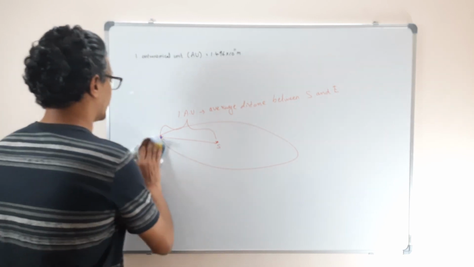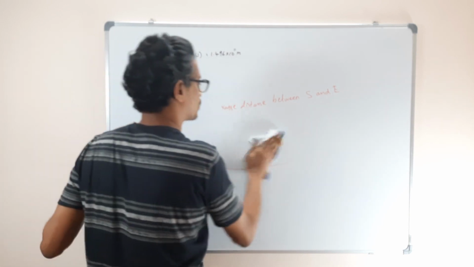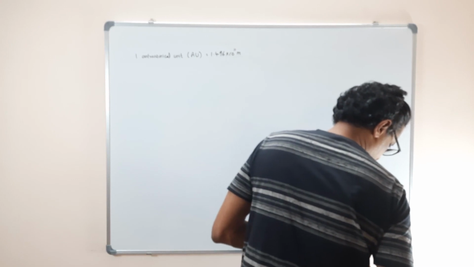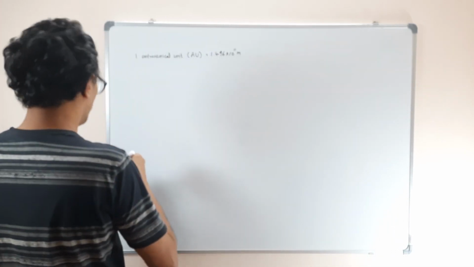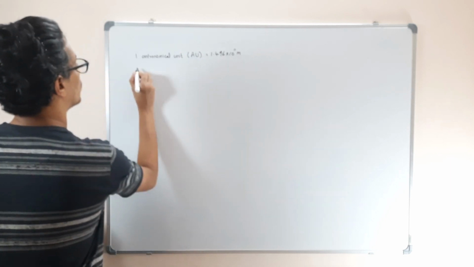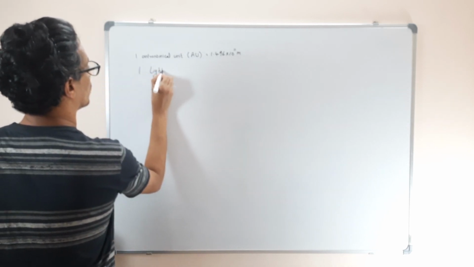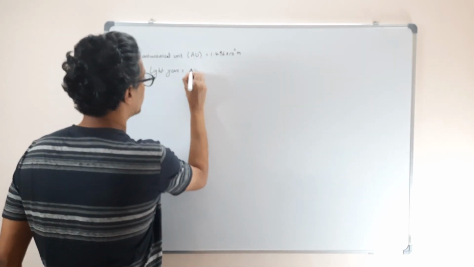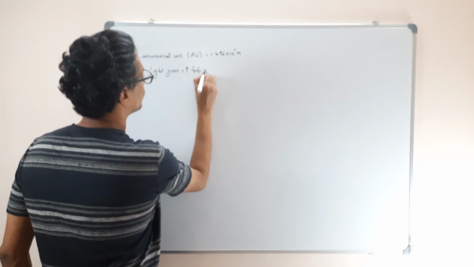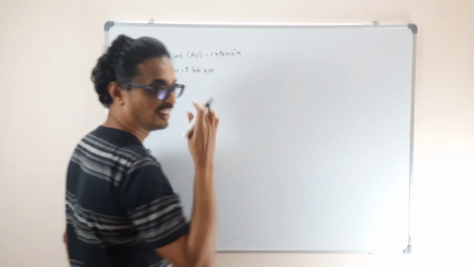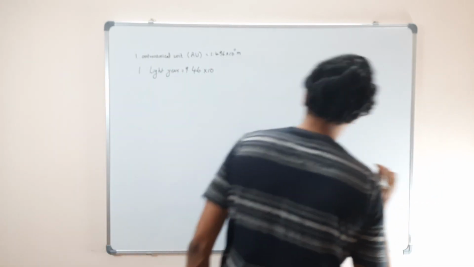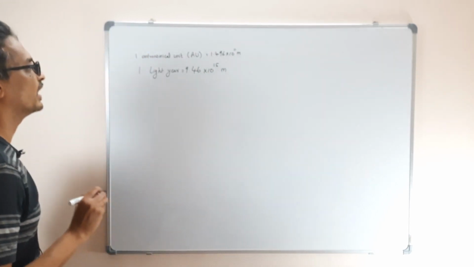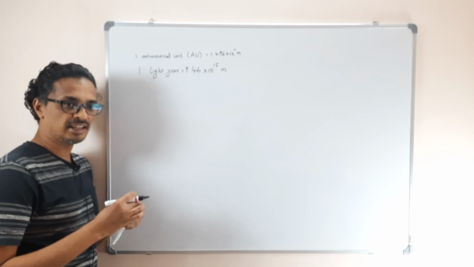And the second unit is the light year, that you know, correct? What is 1 light year? Distance traveled by light in a year. How much is the value of it? So 1 light year equal to 9.46 into 10 to the power of 15 meter. I know in centimeter it's 10 to the power of 18. Okay, 1 light year, that's the distance, simple. The distance traveled by light in 1 year.